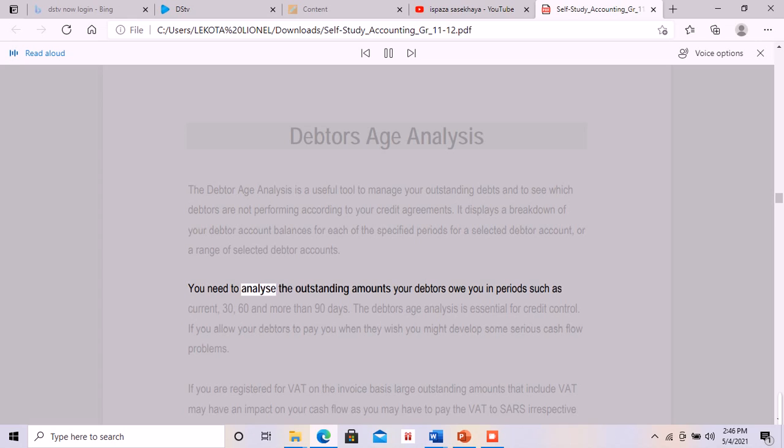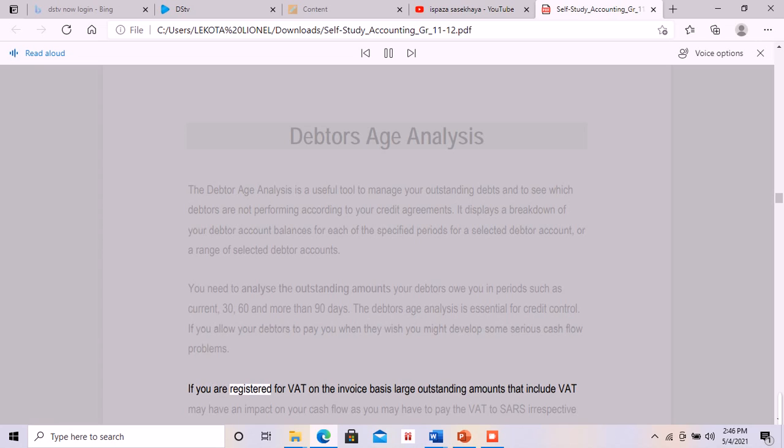You need to analyze the outstanding amounts your debtors owe you in periods such as current, 30, 60, and more than 90 days. The Debtors Age Analysis is essential for credit control. If you allow your debtors to pay you when they wish, you might develop some serious cash flow problems.